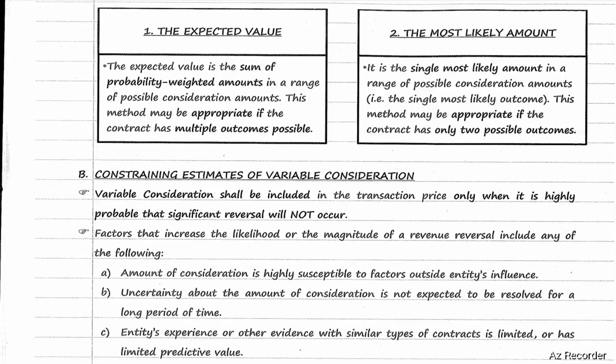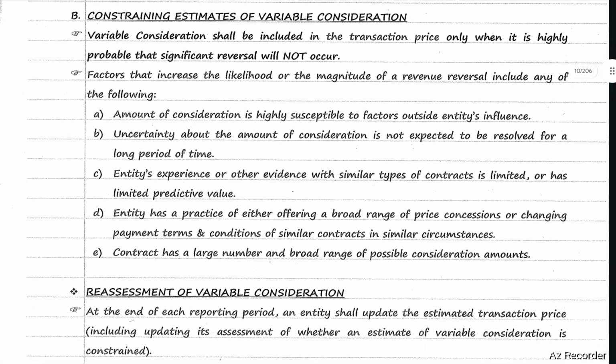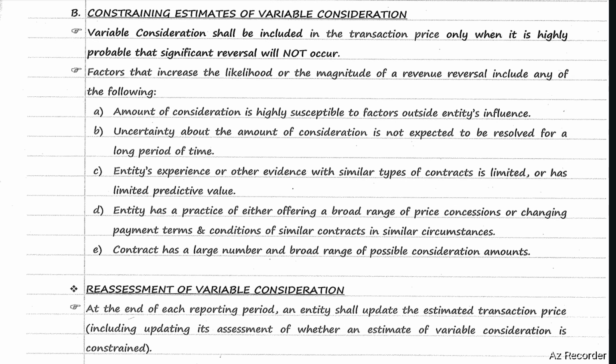What are the constraining estimates of variable consideration? Variable consideration shall be included in the transaction price only when it is highly probable that a significant reversal will not occur. So variable consideration will be included in transaction price only if we are sure that no reversal is possible. In that condition only, variable consideration will be included in transaction price.